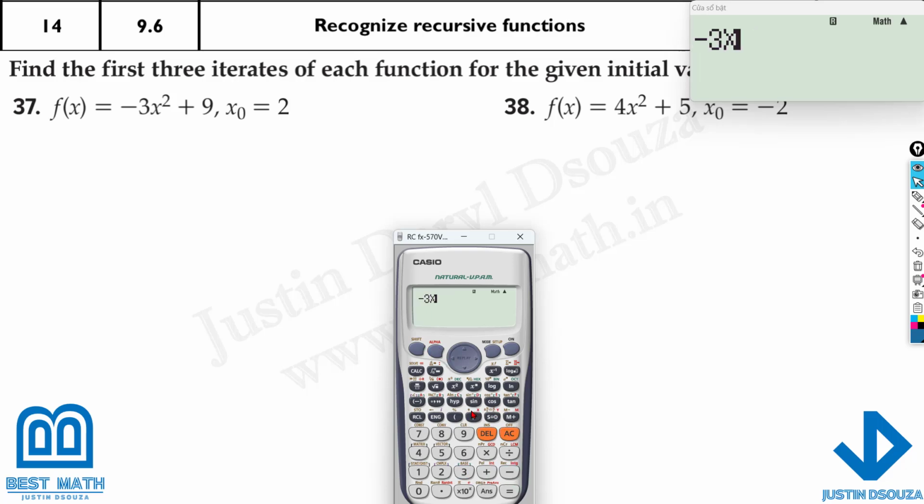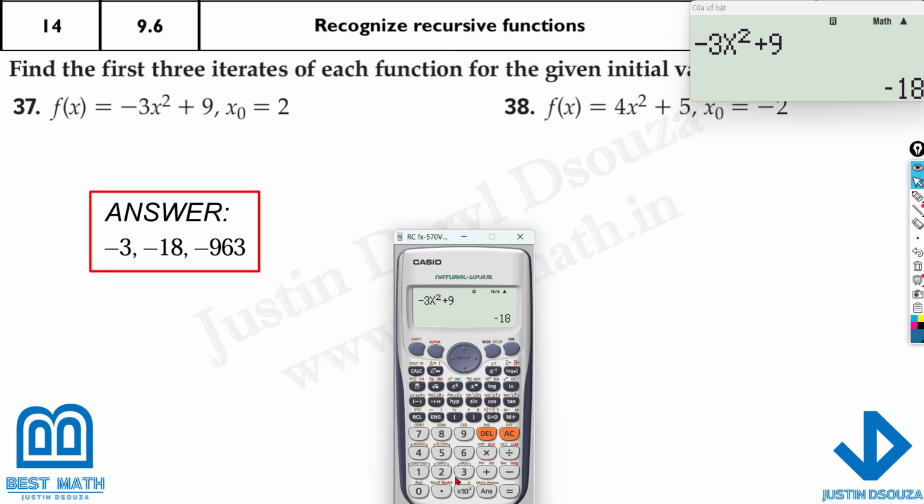Now similarly over here, let's clear it off. Minus 3x squared plus 9. Calculate this at 2. Minus 3. And then calculate it at minus 3. It's minus 18. And lastly, calculate that at minus 18. See, it's squared. It'll become a huge number. Minus 963. Sorry, it's a very small number because it's negative.